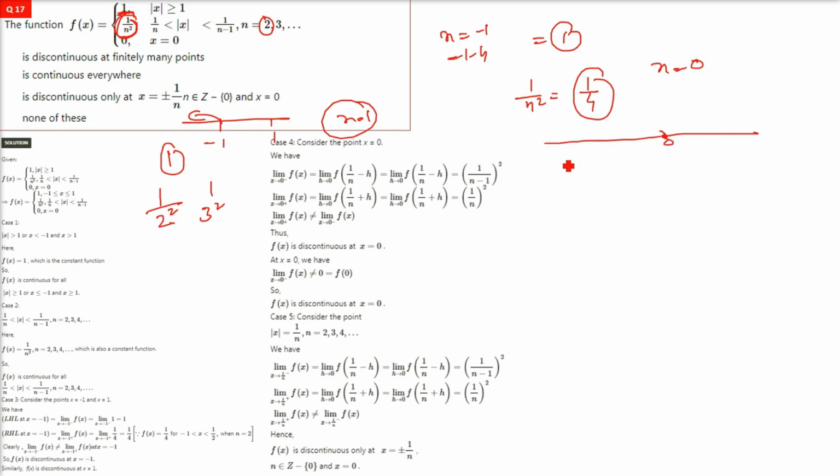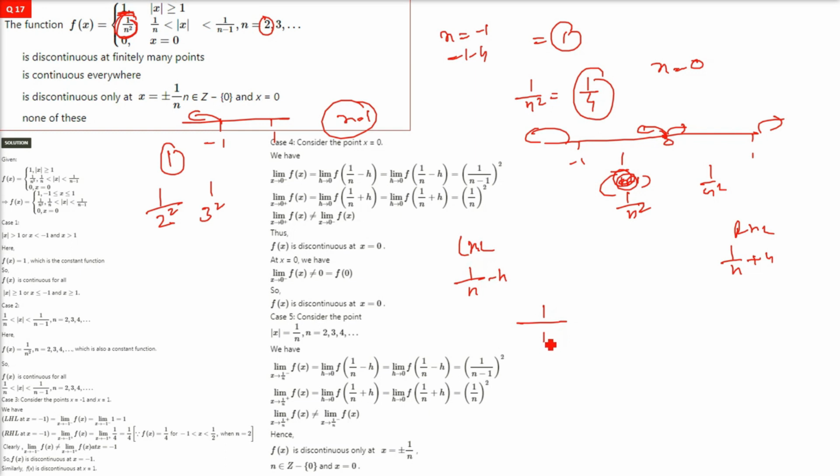Now at x equals to 0, what are you going to do? At x equals to 0, when you go left and right, you have to use what? This 1 by n square. So one time you put 1 by n minus h on the left hand limit, as we have been doing up till now. And on the right hand side, you take 1 by n plus h. In both the cases, 1 by n minus h and 1 by n plus h, you have to use it in 1 by n square. If h is 0, just replace, because left hand limit, right hand limit, it is h only.